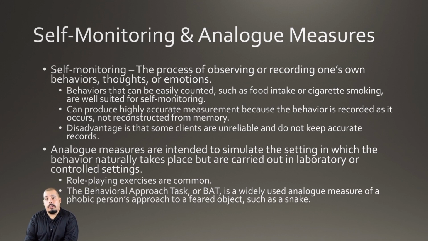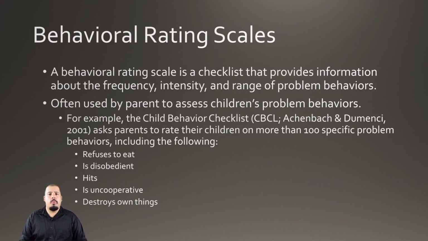The behavioral approach is a widely used analog measure which is used to get over fears. This is exposure therapy, where the client is exposed to the stimulus, such as a snake, that causes fear. They slowly adapt to the snake and are eventually able not only to get close but even pet the snake with no anxiety symptoms. Behavioral rating scales are checklists for frequency, intensity, and range of problem behaviors. They are often filled out by parents to help assess children's problem behaviors. A clinician can compare the child's score on several dimensions of behavior with norms based on samples of others who are the same age as the child.